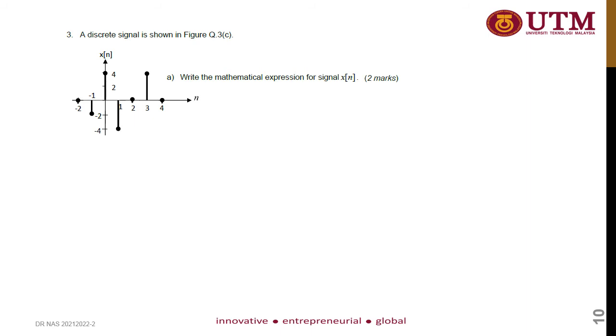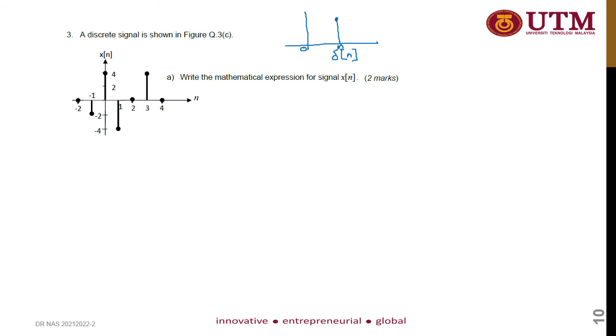Okay, let's move on to the third example. A discrete signal as shown in figure Q3C. From this figure, you need to write down the mathematical expression for signal xn. The xn is representing the discrete signal. You need to revise: if you have only one point, this is known as a unit impulse, and the equation is delta n, right? And depending on its position, it begins from 0 up to n.